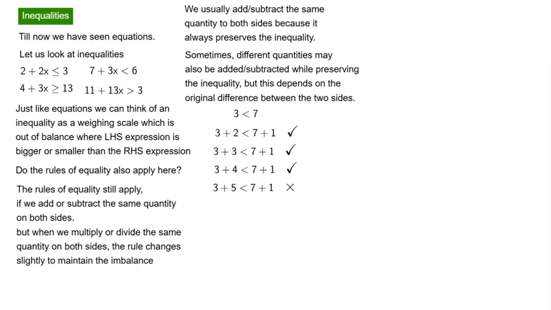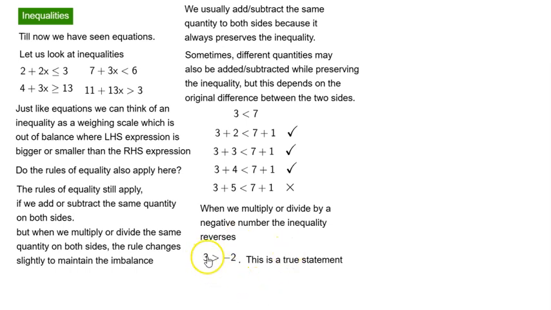Okay, now what about multiplication and division? When we multiply or divide by a negative number, the inequality reverses. Which means if we multiply or divide by a positive number, then no issues. It's only when we multiply or divide by a negative number that the inequality reverses.